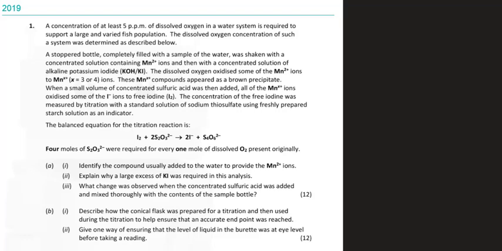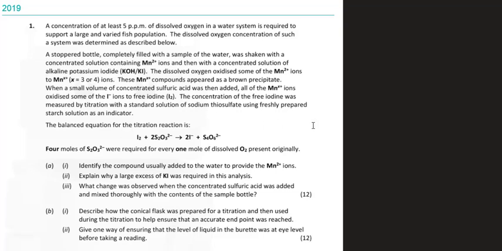This is question 1 from the 2019 Leaving Certificate Chemistry Higher Level paper. This is a titration question. It's about determining the level of dissolved oxygen in a water sample. In this video, we'll look at the calculations involved in this titration.